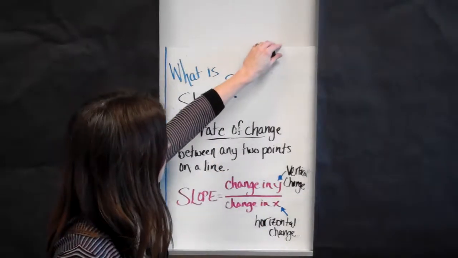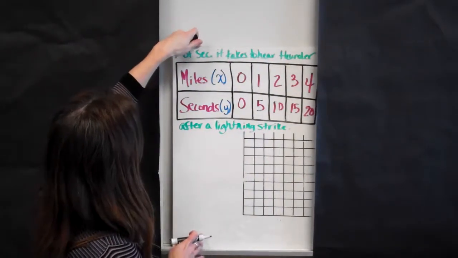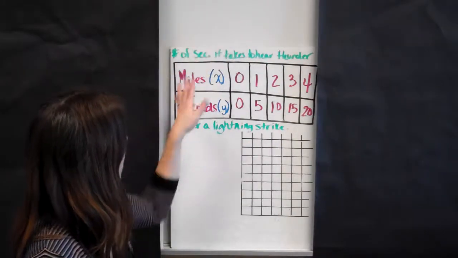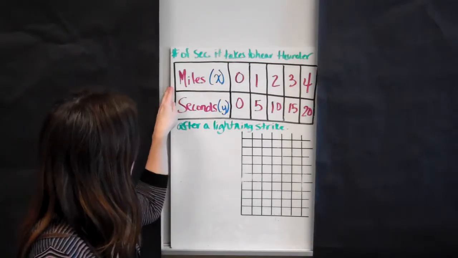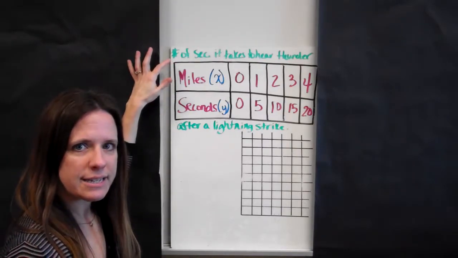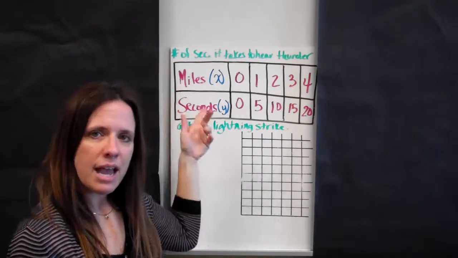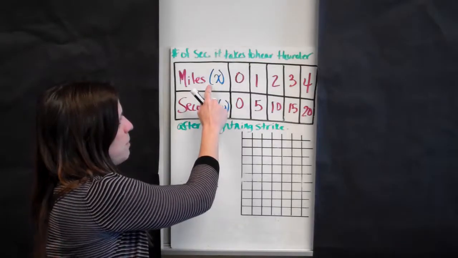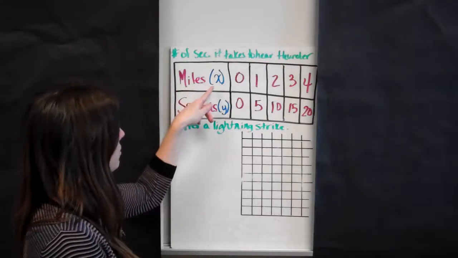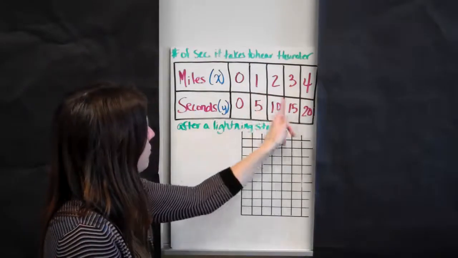So if we look at a problem here, we've got the number of seconds it takes to hear thunder after a lightning strike. And we have a table here that shows the miles and the seconds. Remember, Mr. Romanovich said in the last video that in tables, the variables that go with your units are x and y, and x comes before y in the alphabet, so x would be on top in a horizontal table, or first in a vertical table to the left. This is horizontal, so miles is x, seconds is y. And we have values for miles and values for seconds.